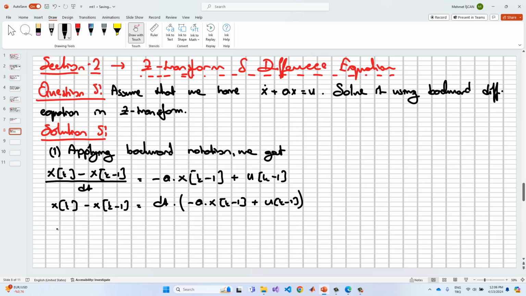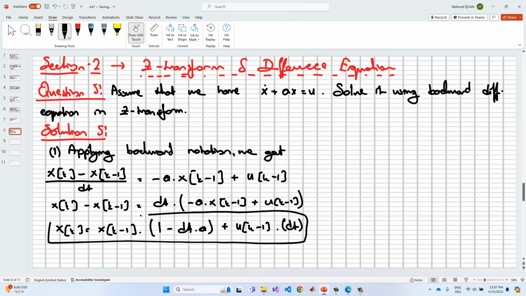Okay. And then we will reach x_k equals x_(k-1) times (1 minus dt times a) plus u_(k-1) dt, right? This is our solution for the system. Okay. This is the general difference equation for this implementation of the continuous equation. Okay.